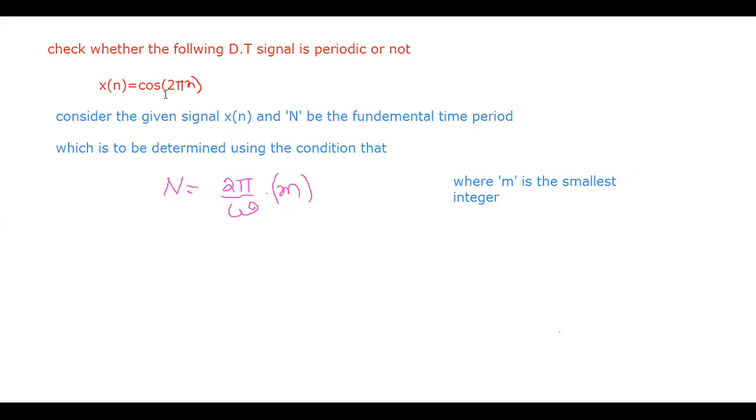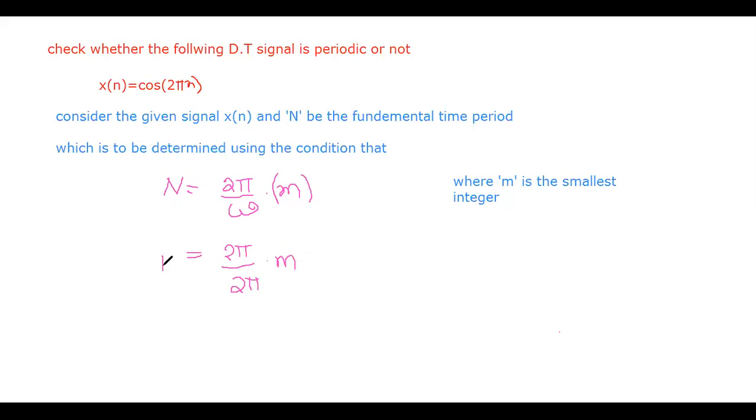Now see here, from the given function x of n is equal to cos of 2 pi n, this is the given problem or the given signal. Now I am going to determine the capital N here. So 2 pi by omega. To get the information regarding omega, first of all you must equate the given function with the standard function. What is the standard function? x of n is equal to a into cos of omega n. Now tell me, what is omega here? Omega here is 2 pi, is it not? 2 pi multiplied by m.